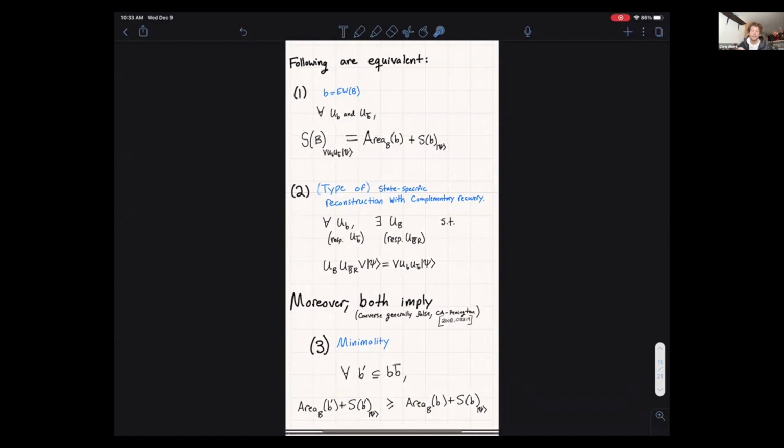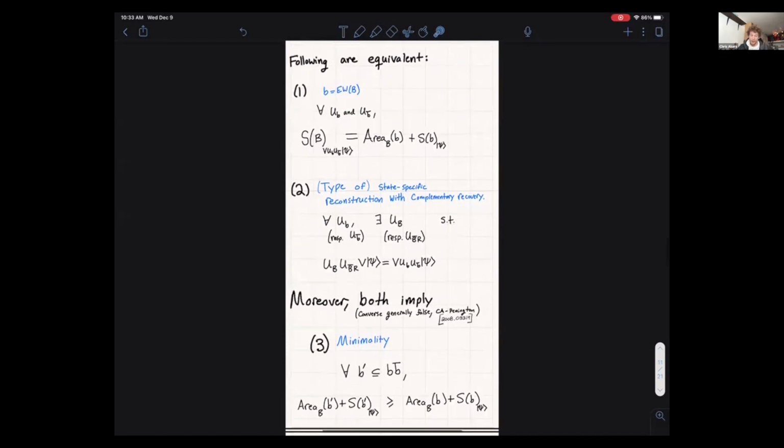3 is not equivalent to 1 and 2. It cannot be. There are just counterexamples in general. And this was one of the main points of Jeff and my paper from August. One of the main points there was that just finding the minimal generalized entropy surface does not give you the region of the bulk whose generalized entropy gives you the von Neumann entropy. That's just not true in general. It is in special cases.